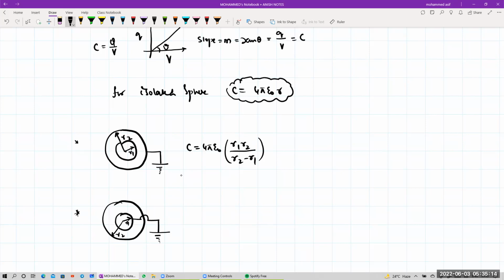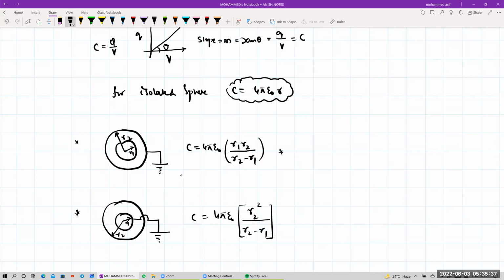Okay. So if the inner surface has been earthed, then what happens? C will be equal to 4 pi epsilon naught, and R1 and R2 will become only one. So this will become R2 square divided by R2 minus R1. Derivation is not needed now, just remember this one.